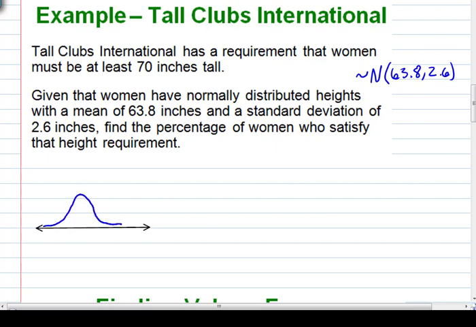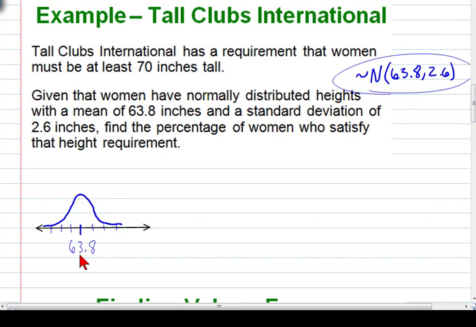What number do we put in the middle here? The mean is 63.8. And if we go out one standard deviation above, we have to add what number to the 63.8? 2.6. Now the shape of this distribution is the same as the shape for our standard normal distribution. It does have the mean of 0.